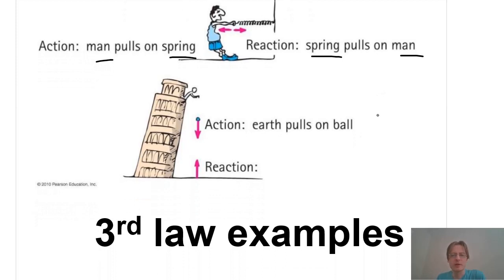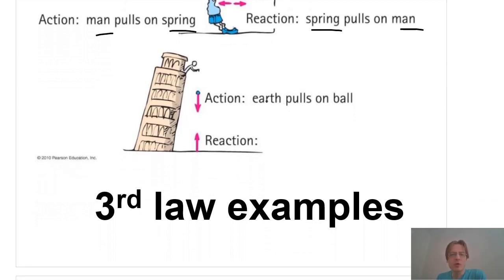Here's one that's trickier. Earth pulls on the ball. You drop the ball, and I know that Earth's gravity pulls it downwards. Earth pulls on the ball. What's the reaction to that? And what in the world does it mean? Think about that one for a while. We'll come back to that one in lecture.